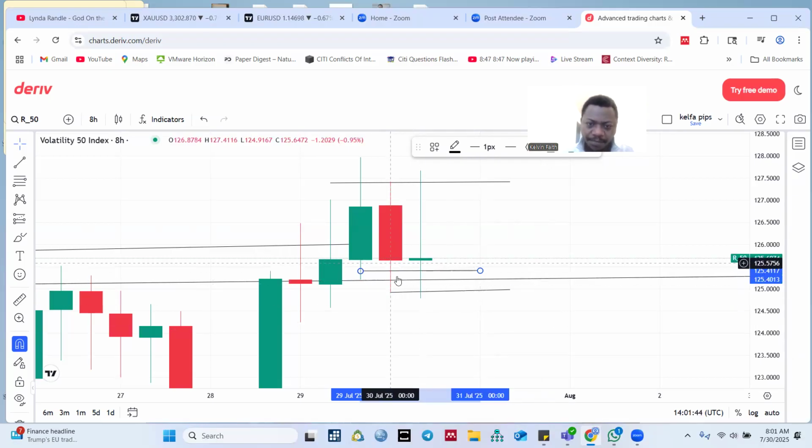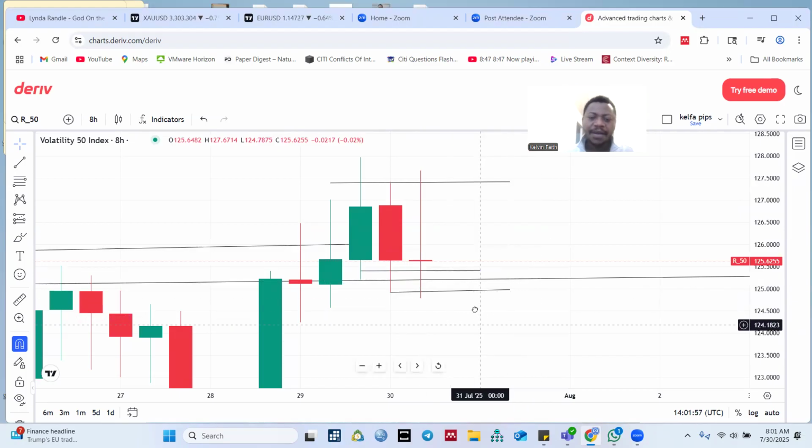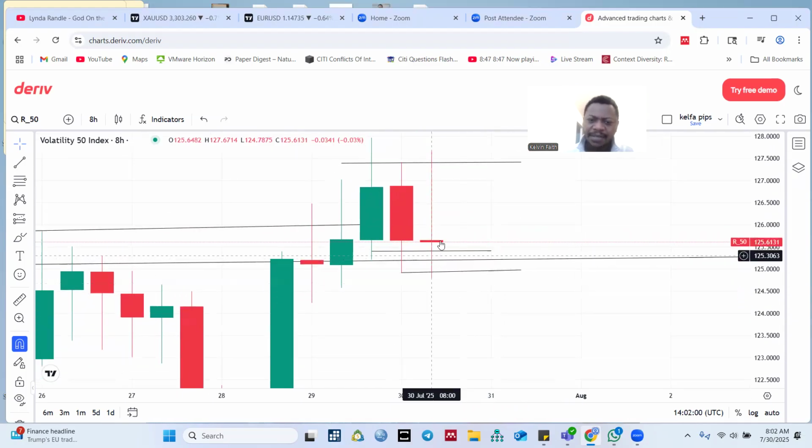So if it closes bearish or below this area, even if it closes as a doji, it will still be something good to help the sell. But if it closes bearish, then we have a good confirmation on 8 hours to go bearish. Do you get it?